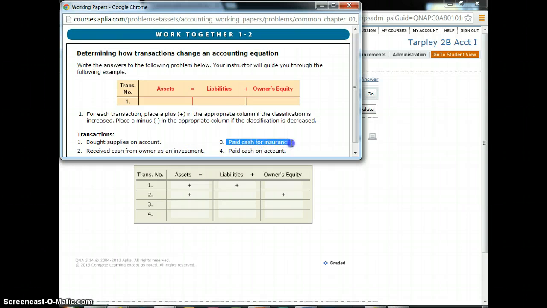Number 3, paid cash for insurance. Alright, now this one's a little tricky. I paid cash, which we know is an asset, for insurance. Do you remember what insurance is classified as? It's not any kind of a debt, and it has nothing to do with the owner. Insurance, just like cash and supplies, is also an asset.